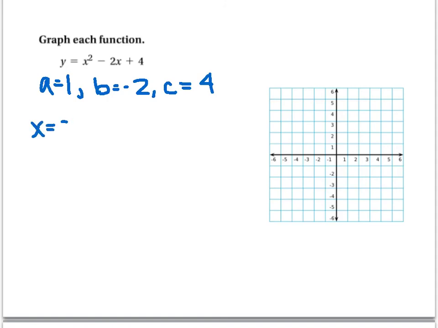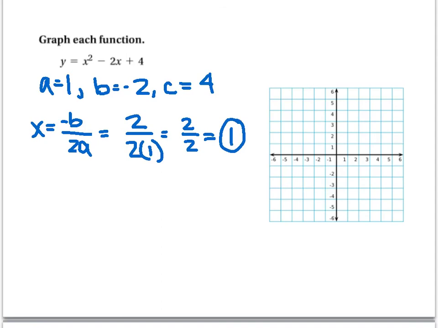x equals the opposite of b over 2a. Always, that is going to be your expression to find the x. The opposite of negative 2 would be positive 2 over 2 times a, which is 1. Two over 2 gives you that x is 1. So my axis of symmetry is at x equals 1.